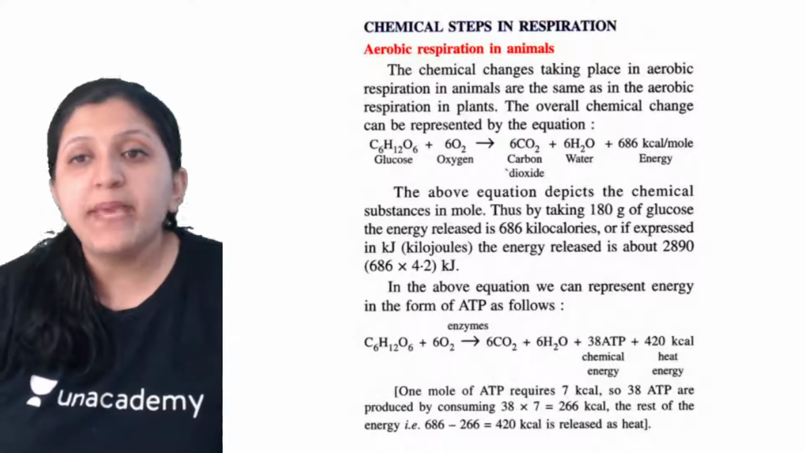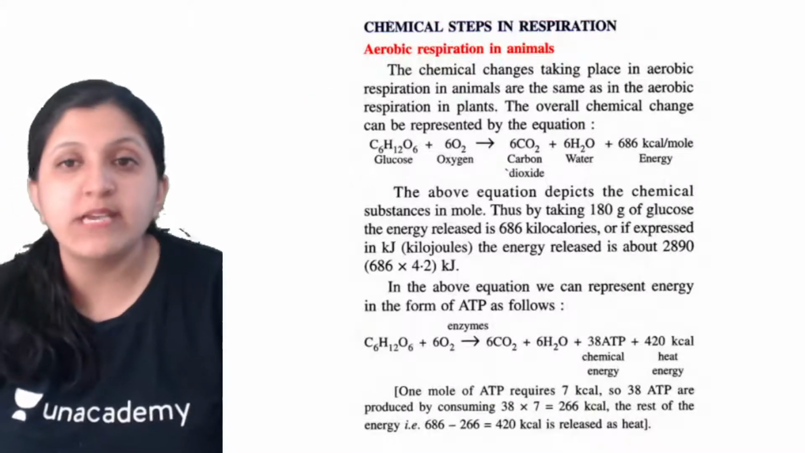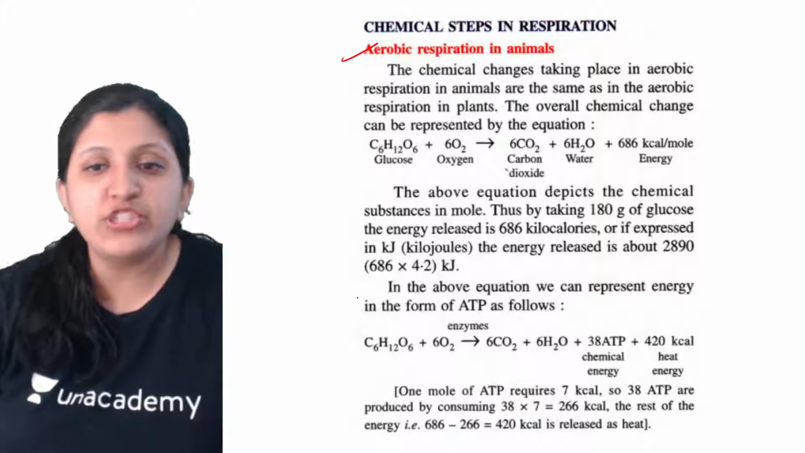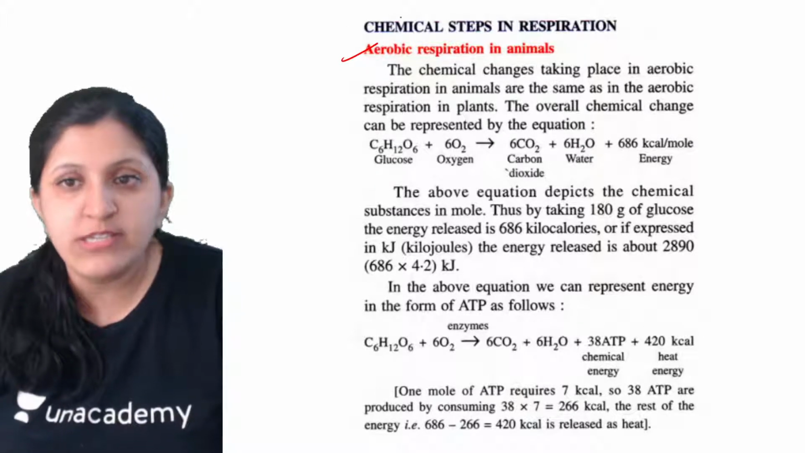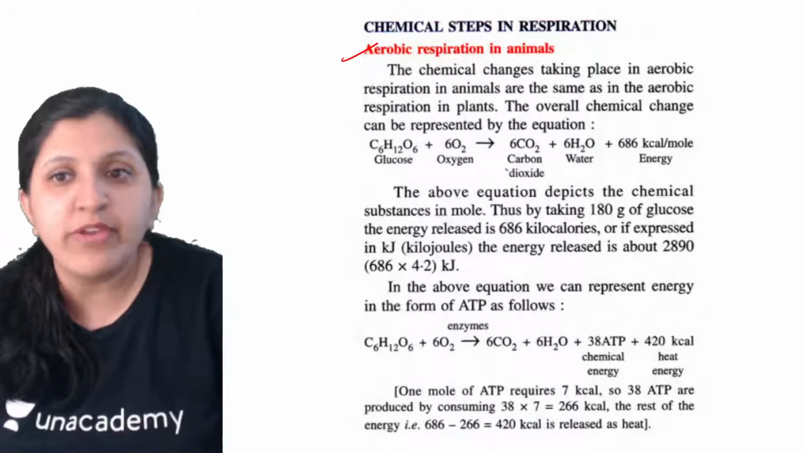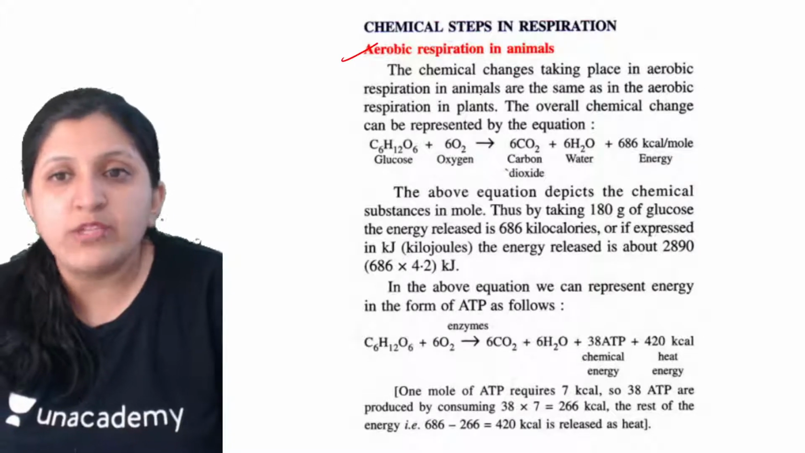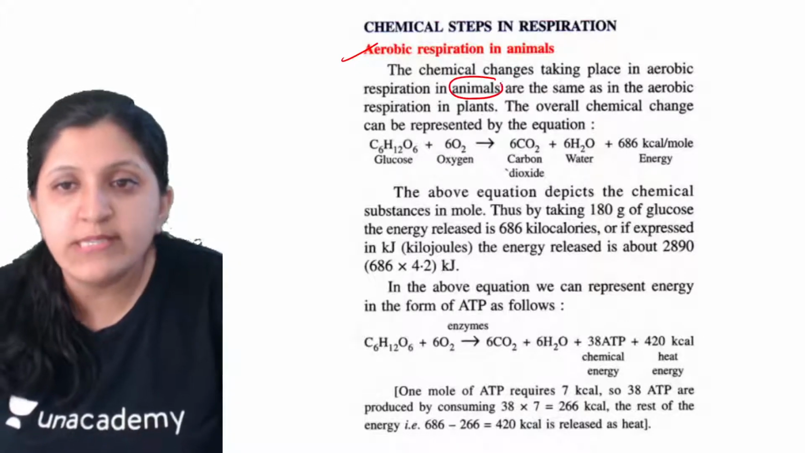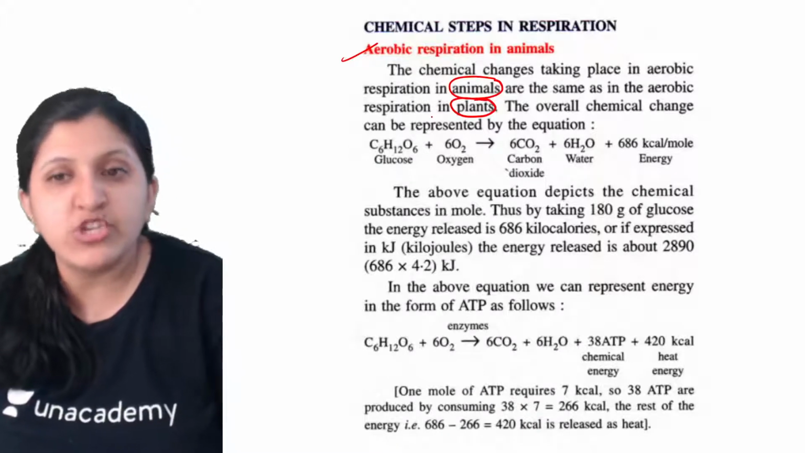Chemical steps in respiration. There are two steps which we can discuss. Aerobic respiration: you can see here the presence of oxygen is there. For this, oxygen is required, so that is why we call it aerobic. In animals it is the same, and in plants also the aerobic respiration is the same.